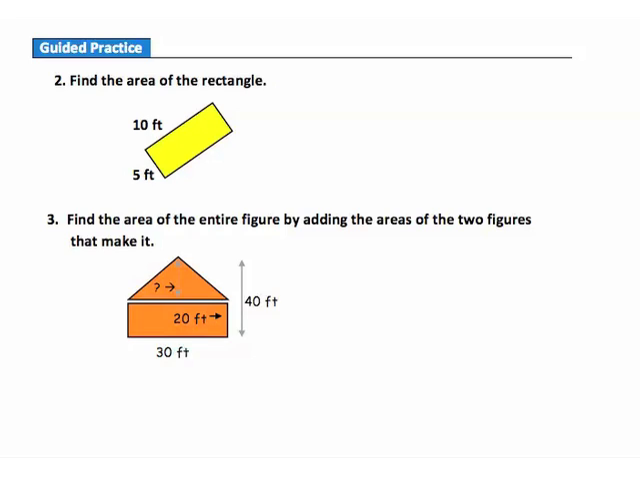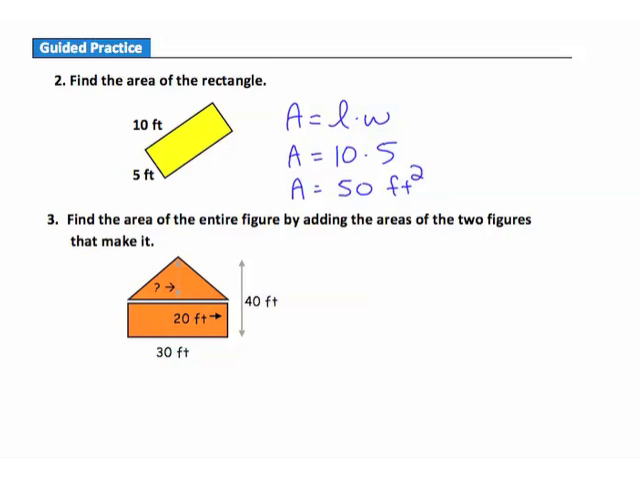Question 2. Find the area of the rectangle. Well, to find the area of a rectangle, start with our formula. We need to know the length, so we can multiply it times the width. The length of our rectangle there is 10 feet, and the width is 5 feet. So we're going to multiply 10 times 5, which is going to give us 50. And now we want to make sure that we're indicating this is a measure of area. So we write 50 square feet.